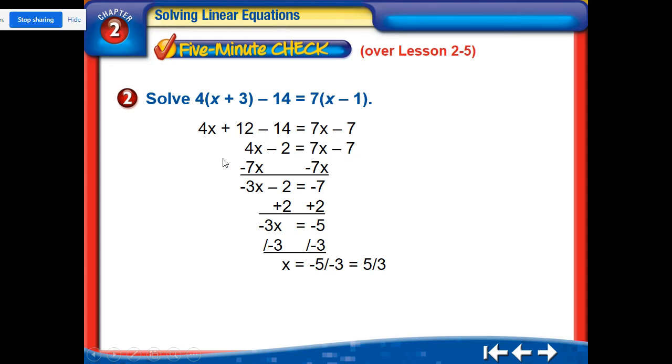Now I can continue on. I want to move my 7x over, so minus 7x. That's negative 3x minus 2 equals negative 7. Add 2 to both sides. Negative 3x equals negative 5. Divide by negative 3. So it's negative 5 divided by negative 3. That can be reduced. They're both negative, so I can make it positive 5/3. And that's how I want it, the answer. Do not type that in your calculator. Just leave it that way, which is actually easier to do because I don't have to type anything in.